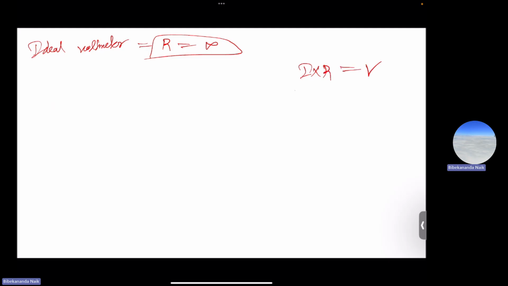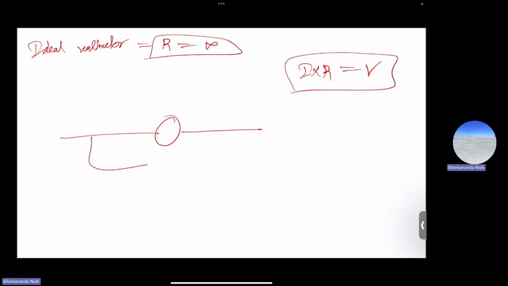For an ideal voltmeter, the resistance should be very high, in fact infinite. And another thing is, what is the value of voltage? Voltage is I into R, so V equals IR. Suppose this is a circuit, and we want to measure the voltage that is getting dropped across this element. Suppose this is an electrical element, and the current I is flowing. We need to measure the voltage drop across this element.